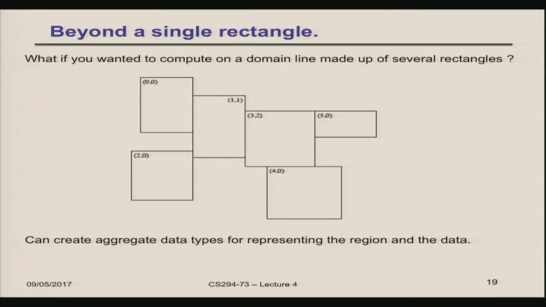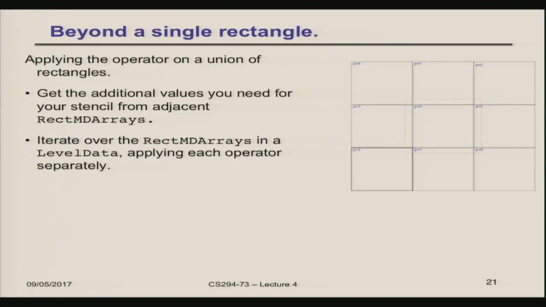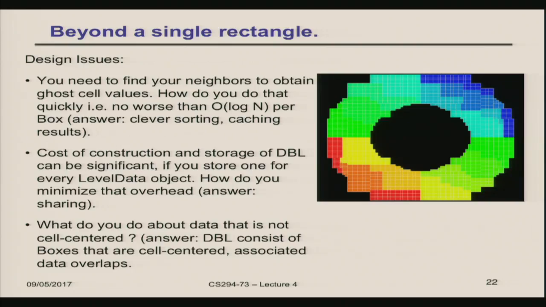And of course, you want to build things on unions of rectangles. I talked about that already. You can create aggregate data types for it, a shadow world. You have box layout, which is unions of rectangles that are boxes. You have an iterator over all the boxes in a box layout, and then you have a collection of arrays that are defined on this union of rectangles. So you can build up a fairly elaborate class structure, and then you can use it for organizing yourself to do domain decomposition for parallelism.